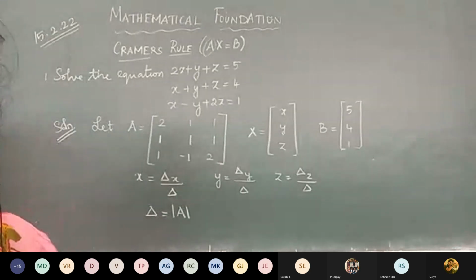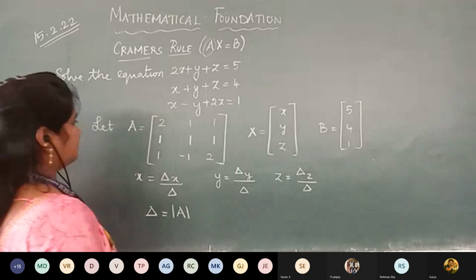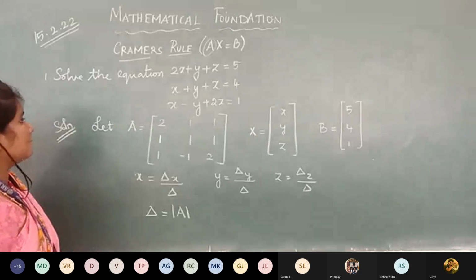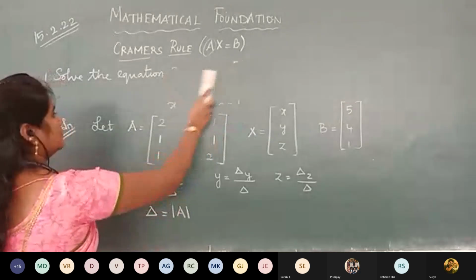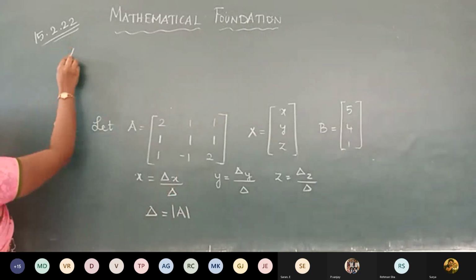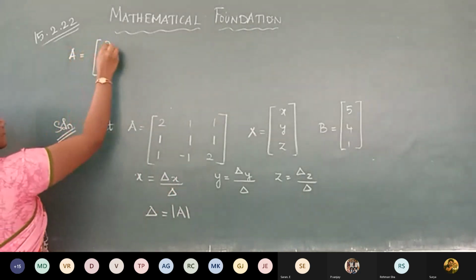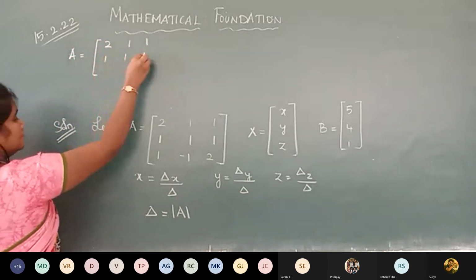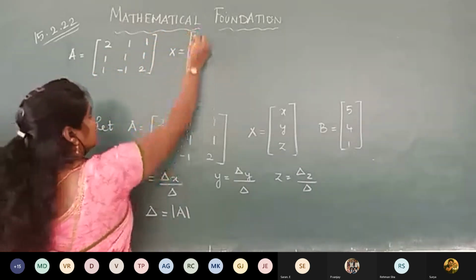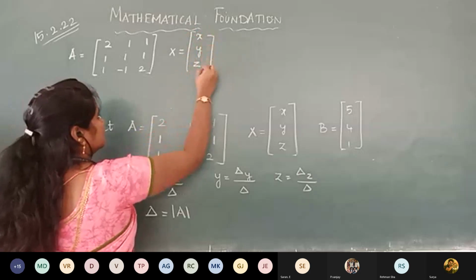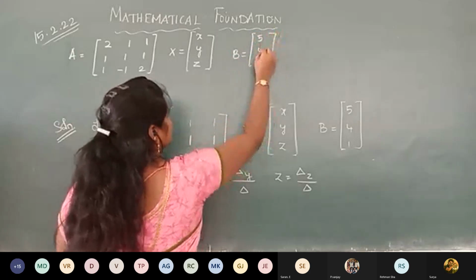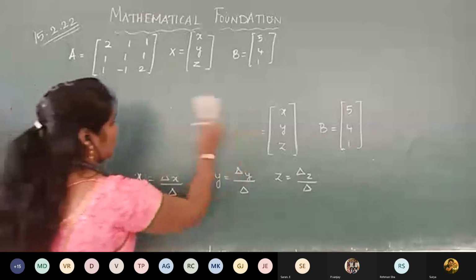Write it till here, right up to the formula. So you have written the formula also.